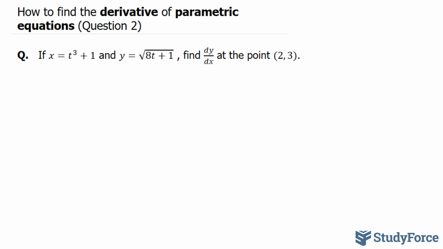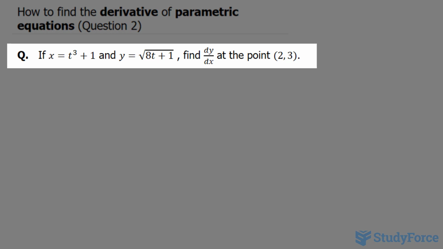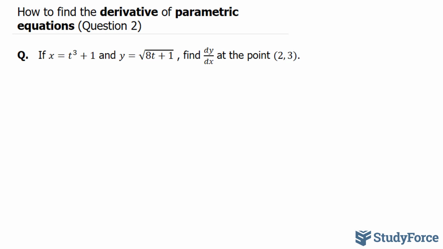In question 2 of our series, where we find the derivative of parametric equations, we're asked: if x is equal to t to the power of 3 plus 1 and y is equal to the square root of 8t plus 1, find dy over dx at the point (2, 3). We learned in question 1 that to find the derivative of parametric equations, we use dy over dx is equal to the derivative of y with respect to t over the derivative of x with respect to t.